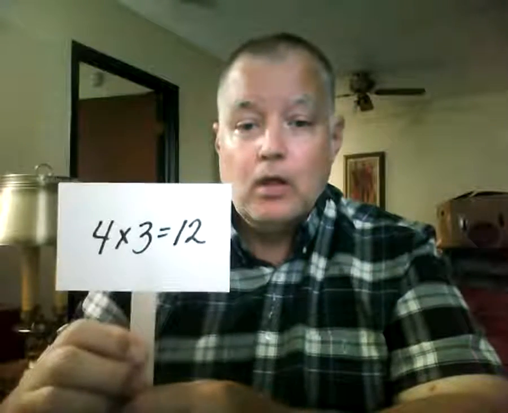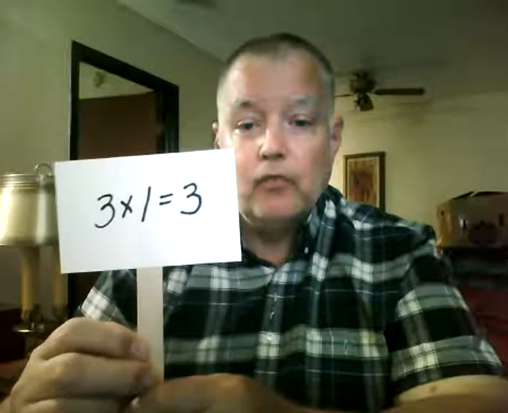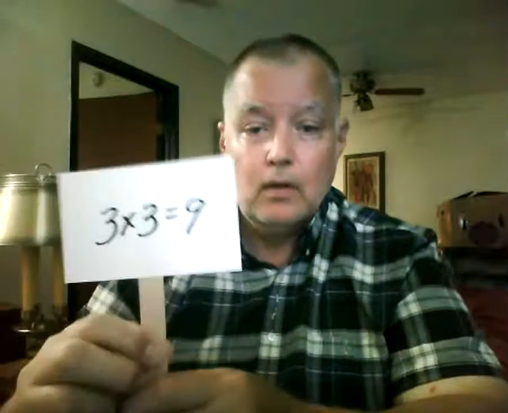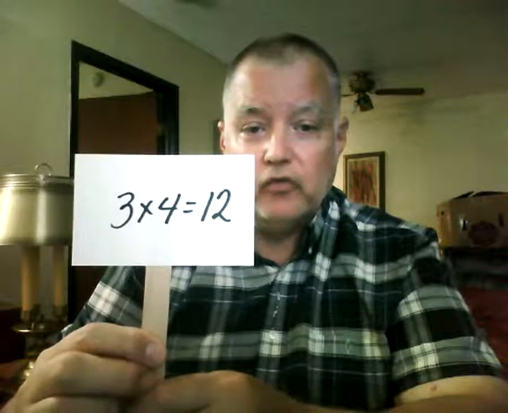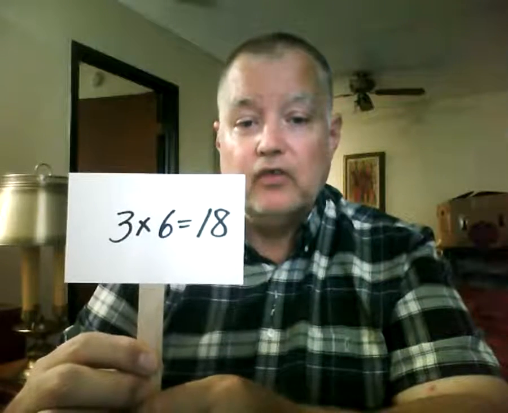4 times 1 is 4. 4 times 3 is 12. 4 times 4 is 16. 4 times 5 is 20. 3 times 1 is 3. 3 times 2 is 6. 3 times 3 is 9. 3 times 4 is 12. 3 times 5 is 15. 3 times 6 is 18.